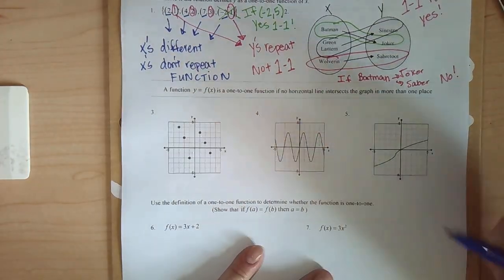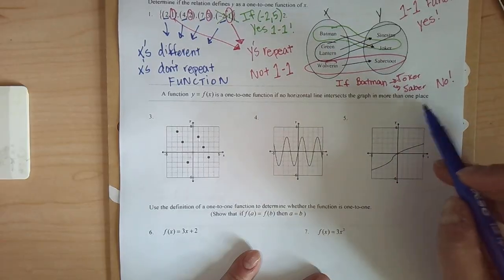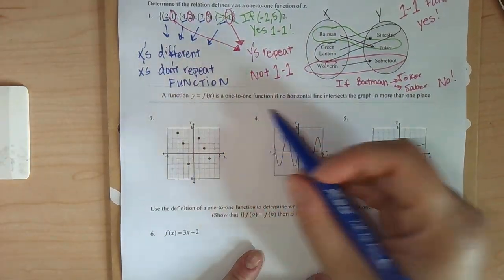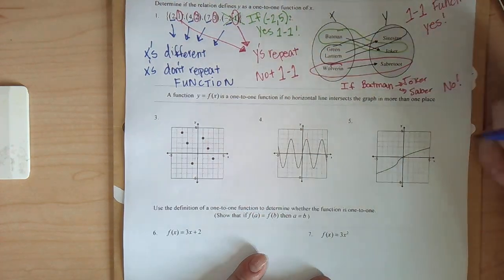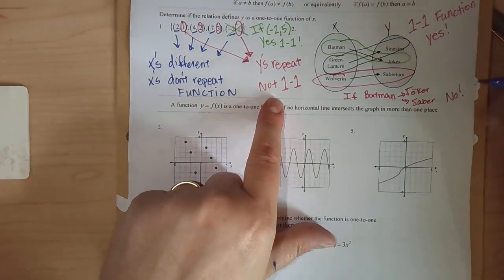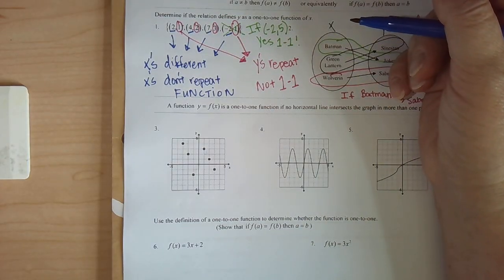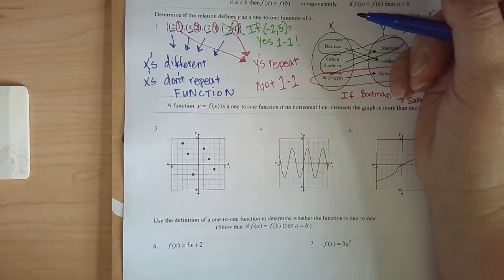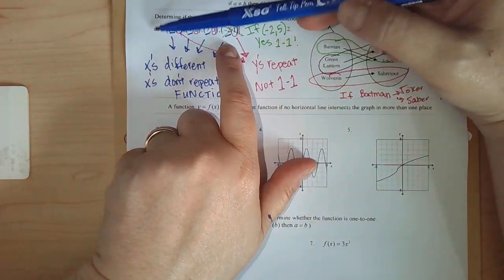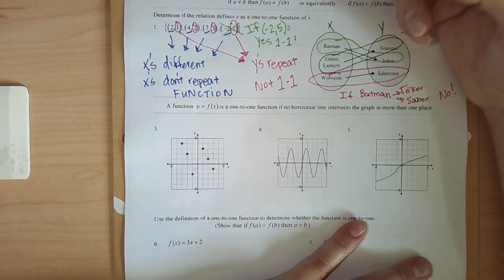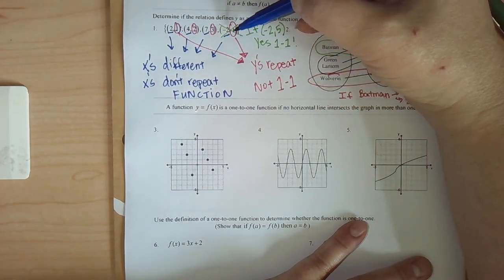All right, it says a function is one-to-one if no horizontal line intersects the graph in more than one place. This is actually what we just did, only we didn't look at the picture. If you think about this first example up here, it was not one-to-one because those y's repeated.